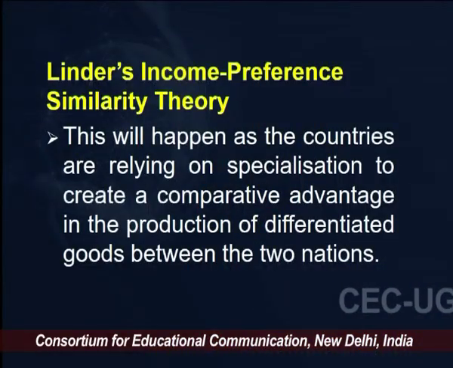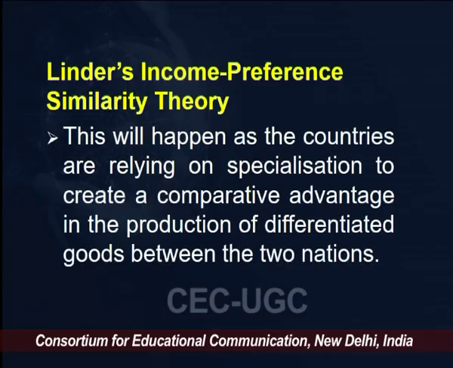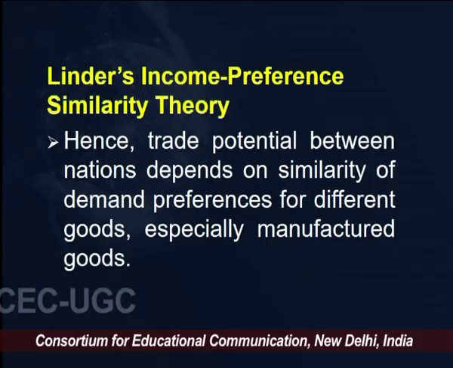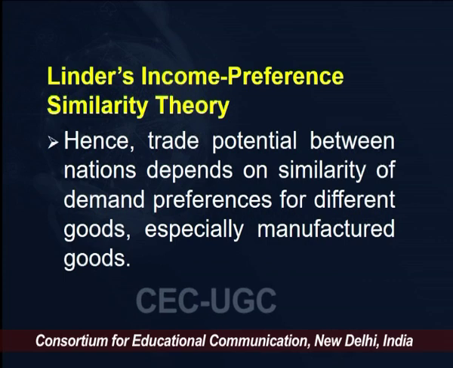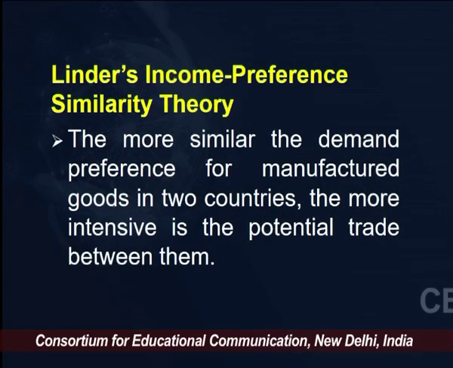So, this was Linder's hypothesis. This will happen as the countries are relying on specialization to create a comparative advantage in the production of differentiated goods between the two nations. Hence, trade potential between nations depends on similarity of demand preferences for different goods, especially manufactured goods. The more similar the demand preference for manufactured goods in two countries, the more intensive is the potential trade between them.